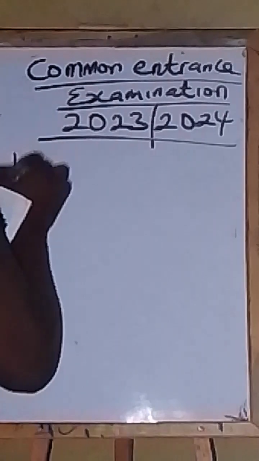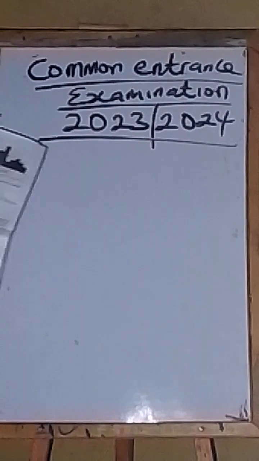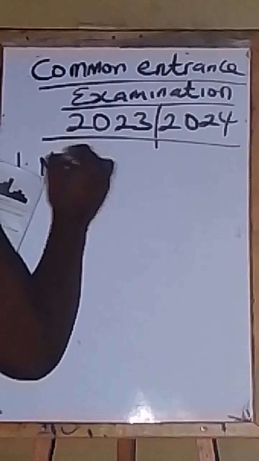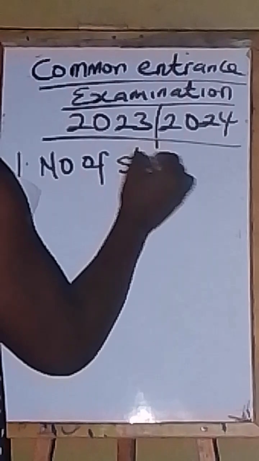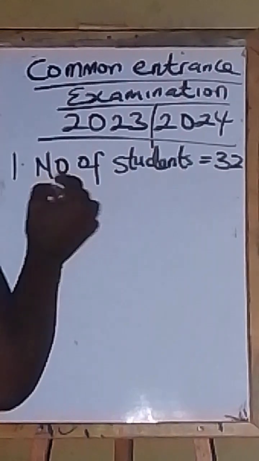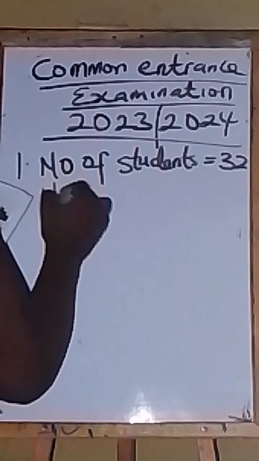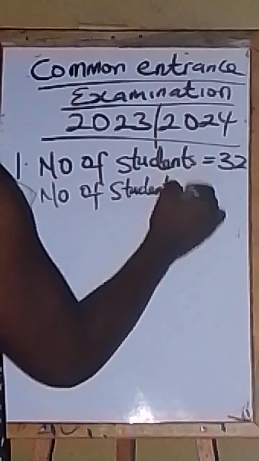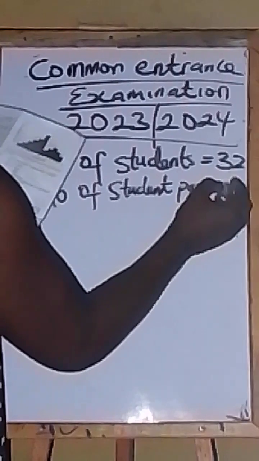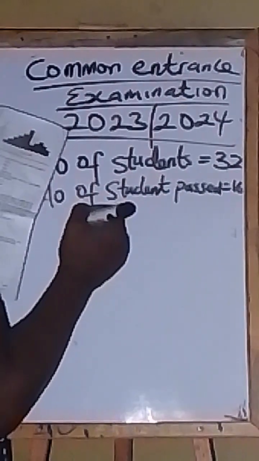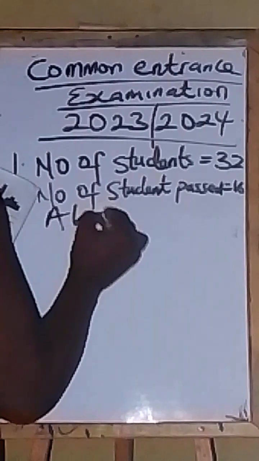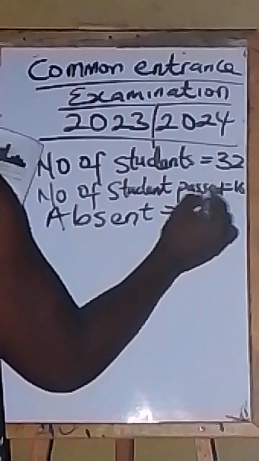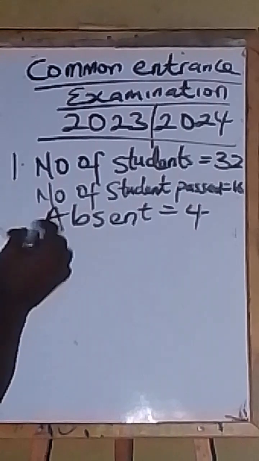So number one, there are 32 boys in the class, 16 passed the examination. So the number of students in that class is 32. The number of students that have passed is 16. Absent is 4. So the rest failed.